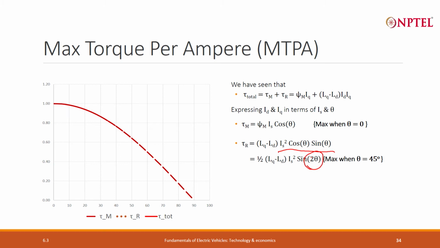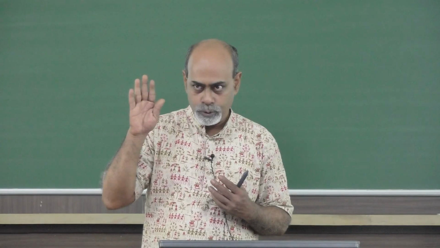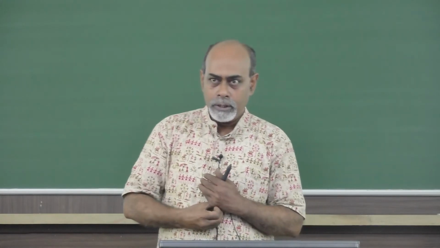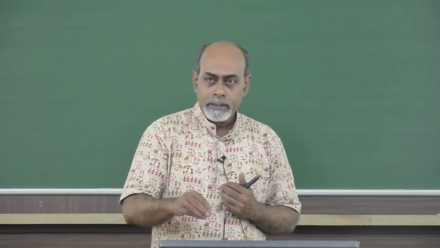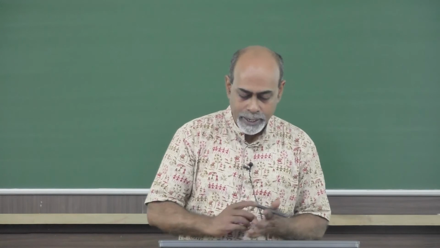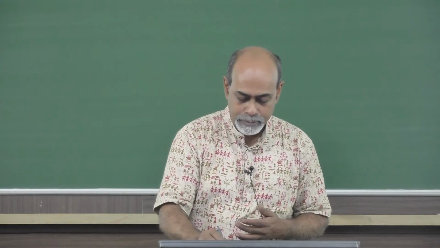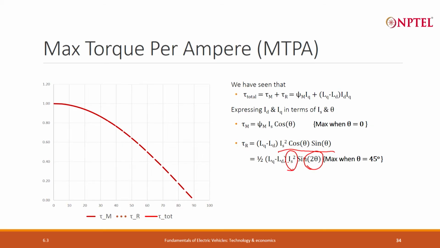The magnetic torque was dependent directly on theta, but the reluctance torque, because it is a product of ID and IQ, is dependent on 2 theta. On the one hand, I want you to observe two things about reluctance torque. It depends upon 2 theta, and it is also proportional to square of the current, not just the current, but the square of the current. We will come to that in a minute.